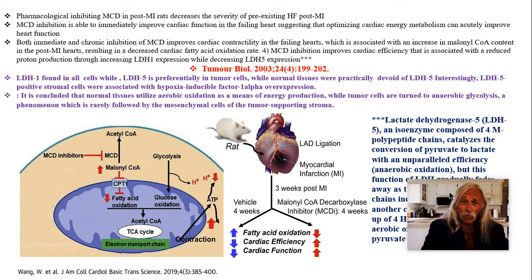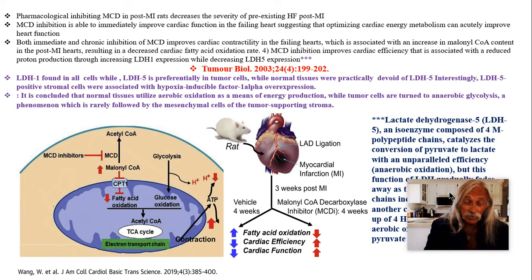LDH1, so if you want to know the difference in the two isoforms of the lactate dehydrogenase, and of course you do, because this is authentic biochemistry, not kiddie biochemistry, so it's not textbook. LDH1 is found in all cells, while LDH5 is preferentially found in tumor cells. That's interesting. While normal tissues were practically devoid of LDH5. So interestingly, LDH5 positive stromal cells are associated with hypoxia-inducible factor 1 alpha overexpression.